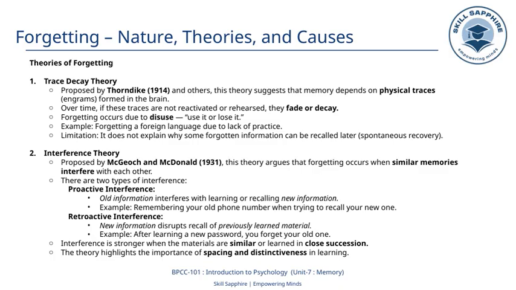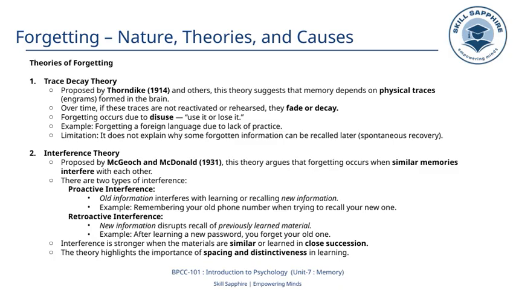Next, we have the interference theory, proposed by McGeoch and McDonald in 1931. This theory argues that forgetting often happens because similar memories interfere with each other. There are two main types of interference we should consider. Proactive interference occurs when old information gets in the way of learning or recalling new information. For instance, if you keep remembering your old phone number when trying to learn your new one. On the other hand, retroactive interference happens when new information disrupts the recall of previously learned material. An example would be forgetting your old password after learning a new one.